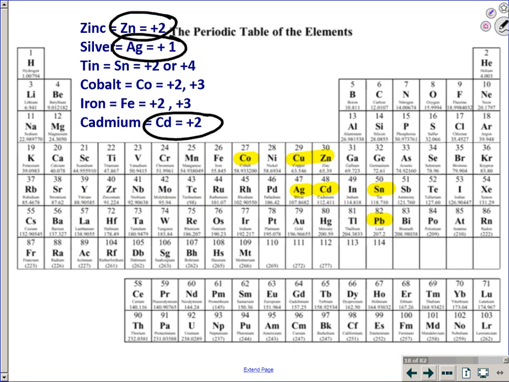So these will be memorized because there will be no indication on the periodic table what the charge is, so you have to know what it is, and when I say it, I know what it is. We're communicating on the same wavelength here.